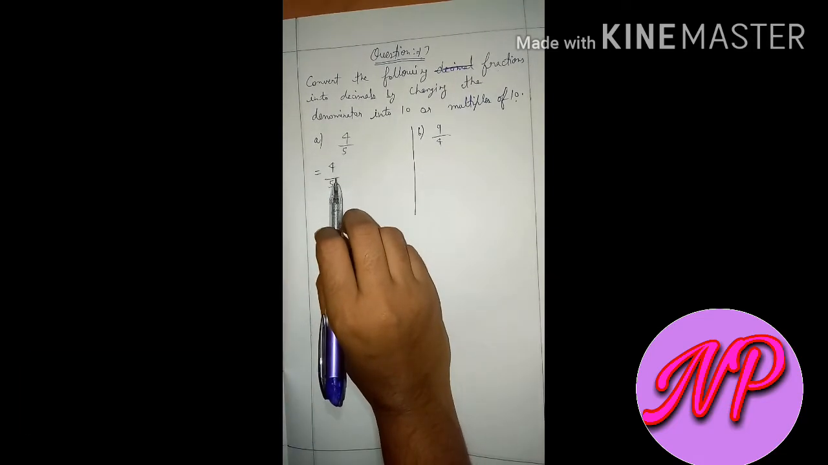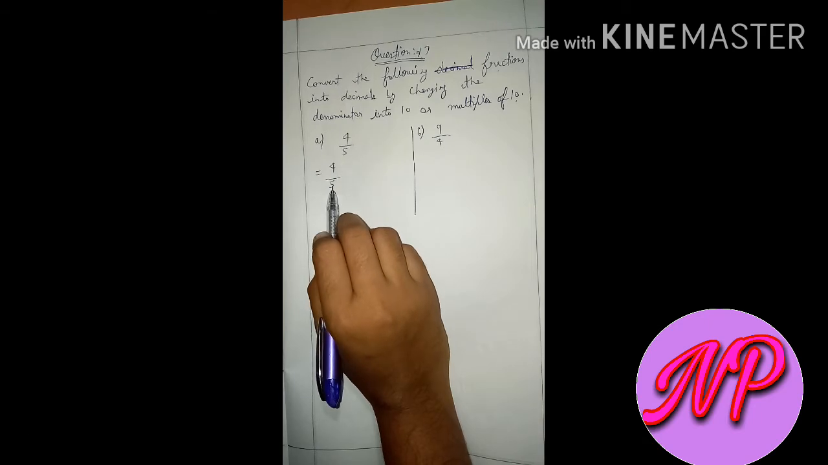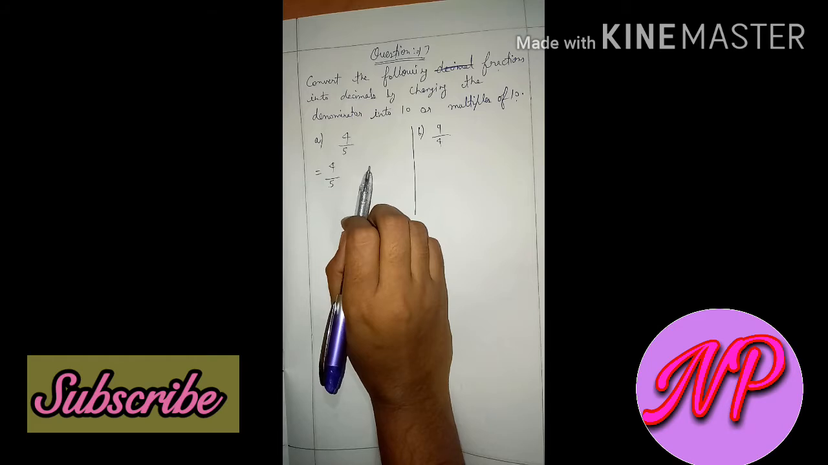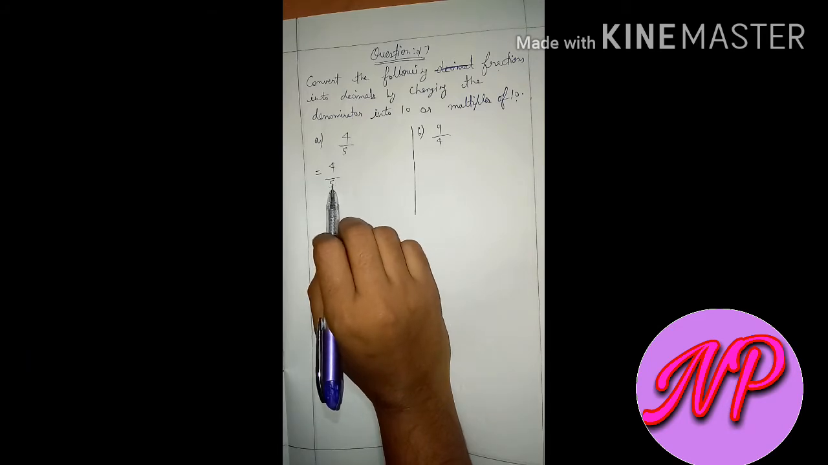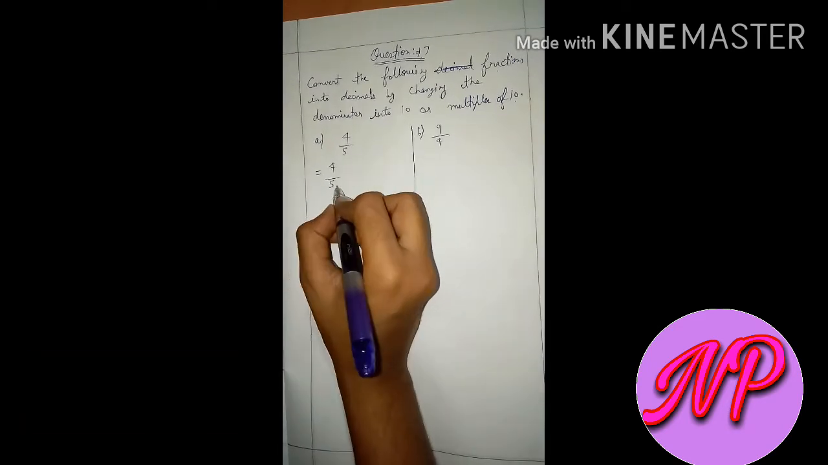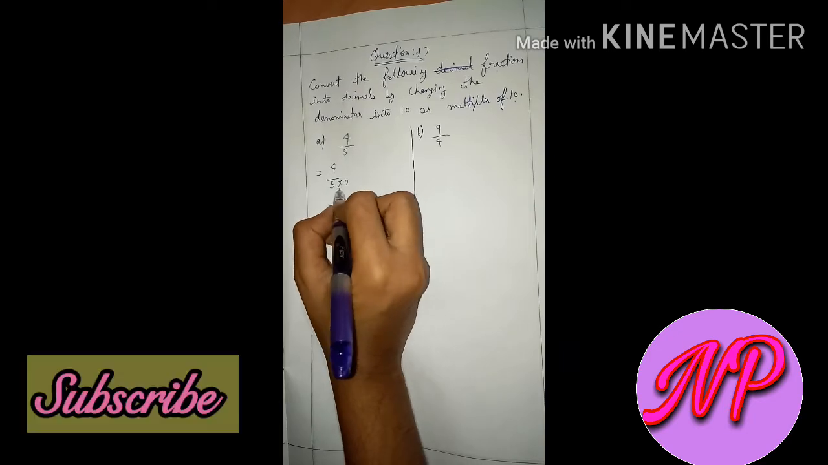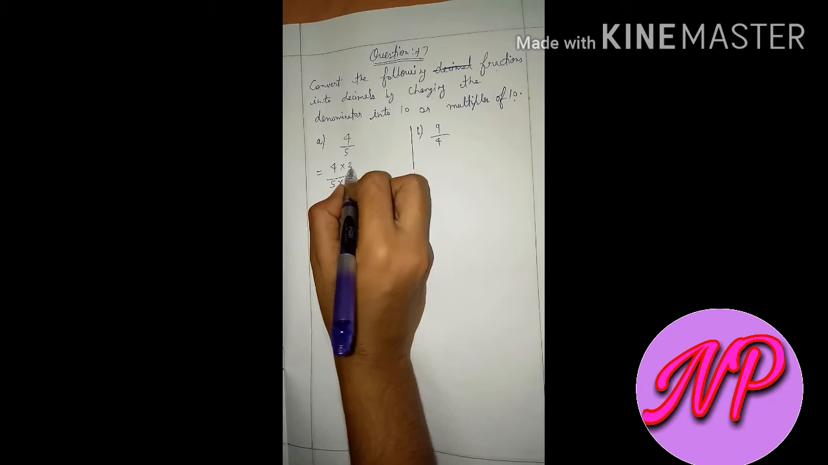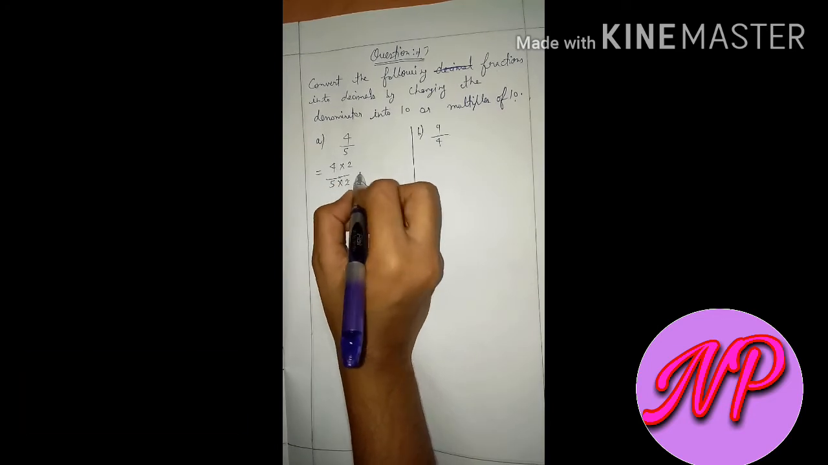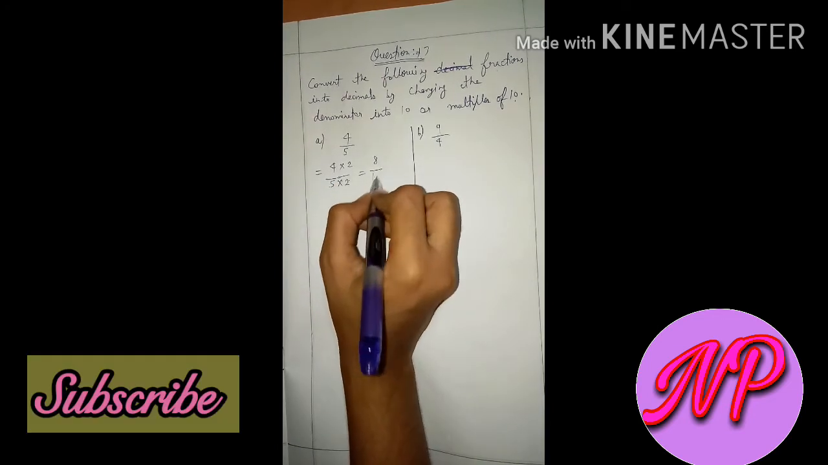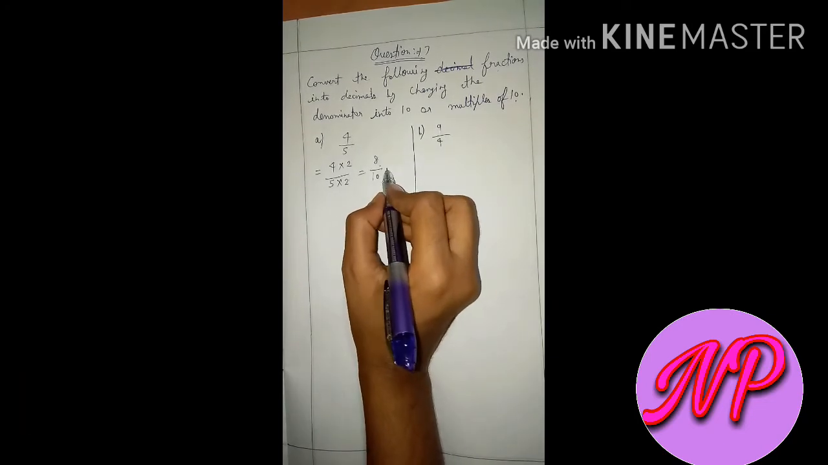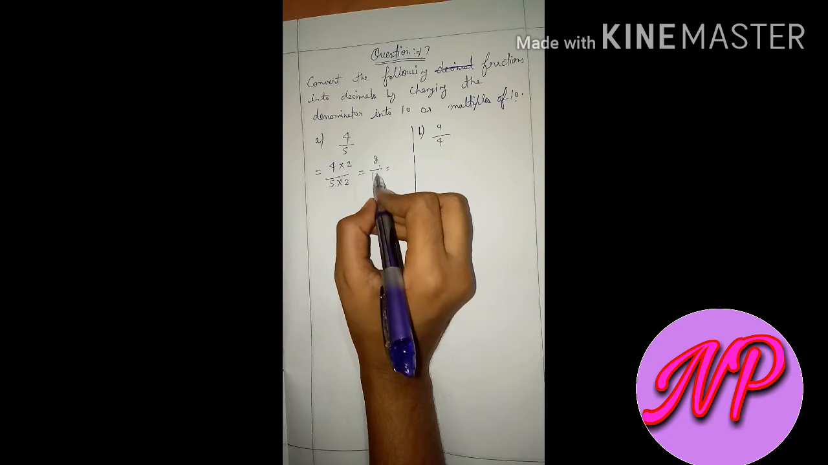We will multiply the 5 by a digit to make it a multiple of 10, and we know that we can multiply the denominator by 2. If you multiply the denominator by 2, it will be 10. So we will multiply the numerator and denominator both by 2. 4 2s are 8 and 5 2s are 10. Now we get the fraction 8 by 10.